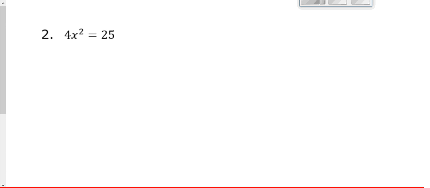Okay, number 2, above we chose the square root method to solve. And that's because both sides are perfect squares and I can easily square root both sides. So I'm going to square root 4x squared and square root 25. So I'm left with 2x equals plus or minus the square root of 25.